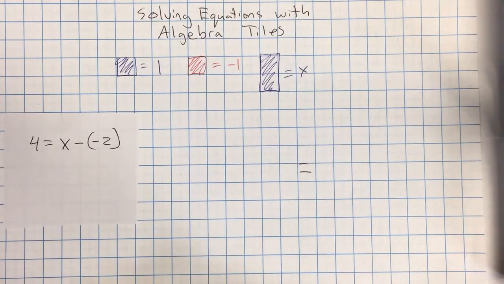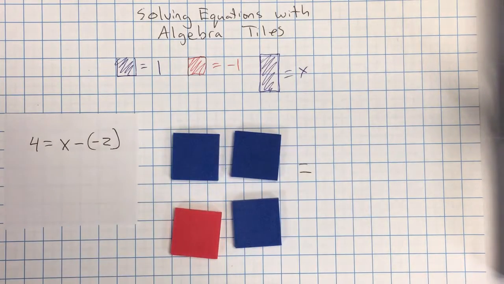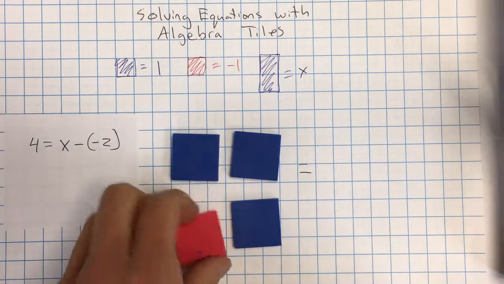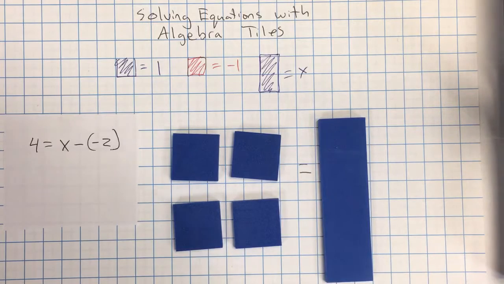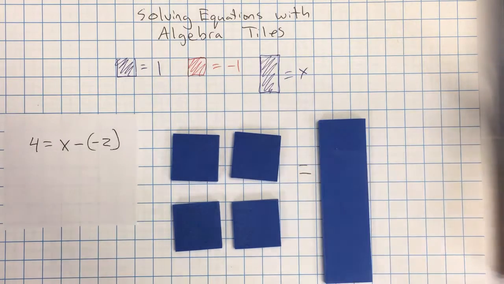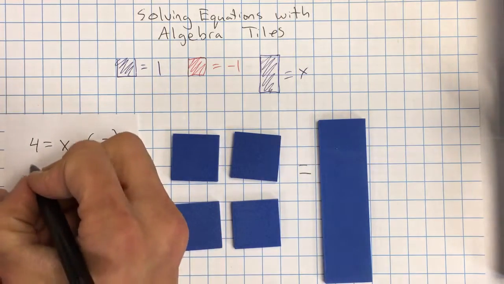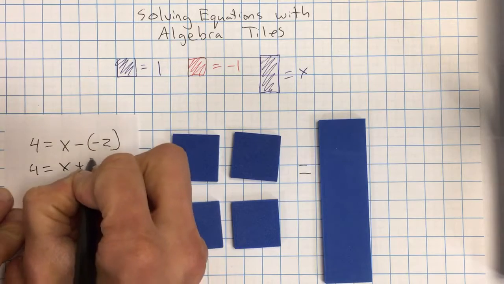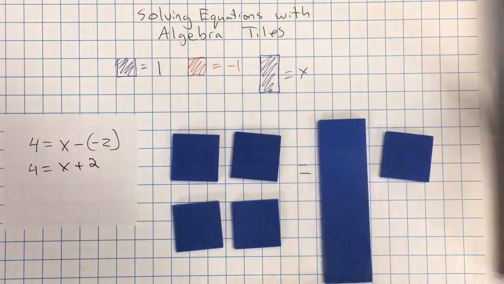So I'm going to do 4 equals x minus negative 2. 1, 2, 3, 4. And then I'm going to do x minus negative 2. So I can have this right here. Now, I can't really show taking away negative 2. But what I can show is, remember, like before, how we noticed that subtracting a positive is the same thing as adding a negative. We could also rewrite this as 4 equals x plus 2. Okay, if you're taking away negative 2, then that's the same thing as adding 2. So I can just add 2 right here.